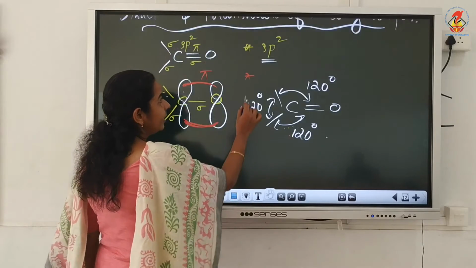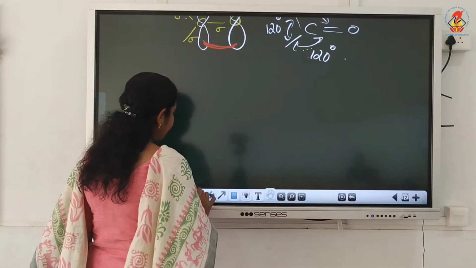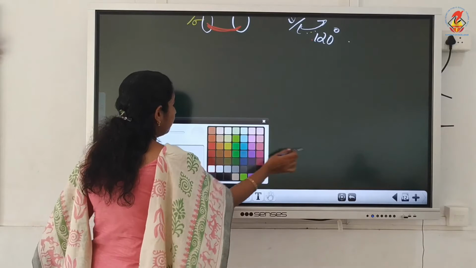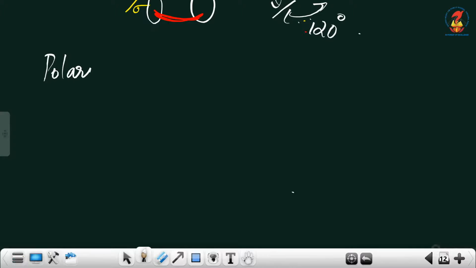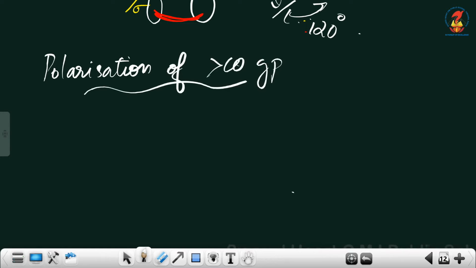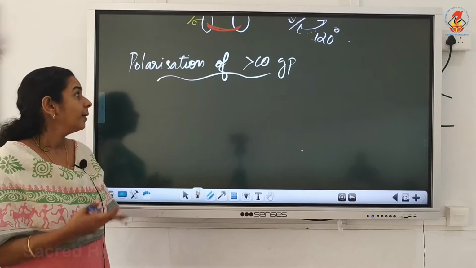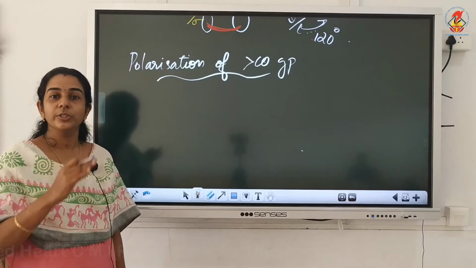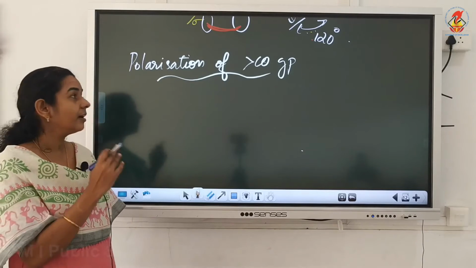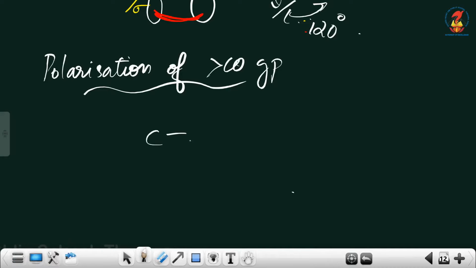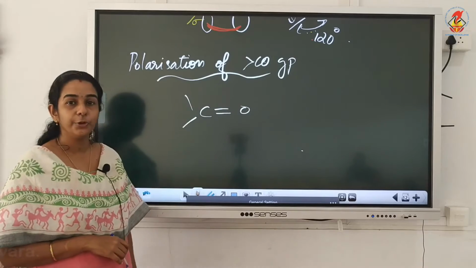Now we will see the polarization. So the next topic is polarization of carbonyl group. How is the polarization of carbonyl group? Why is it known as polarization? Polar means charge. So there is charge separation in carbonyl group. Why? We know the general representation of the carbonyl group is like this.